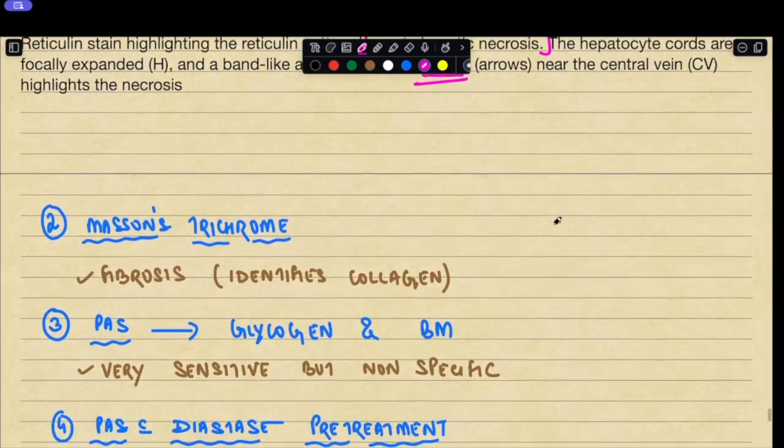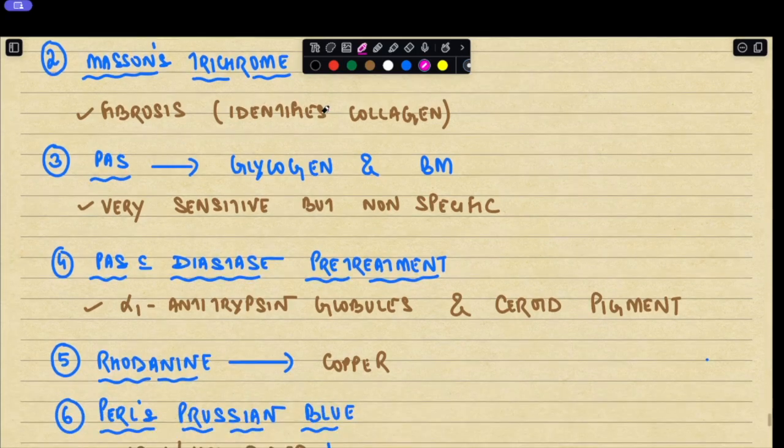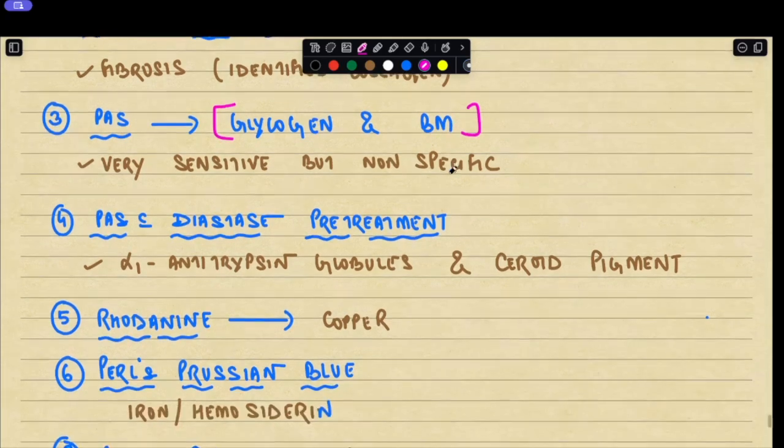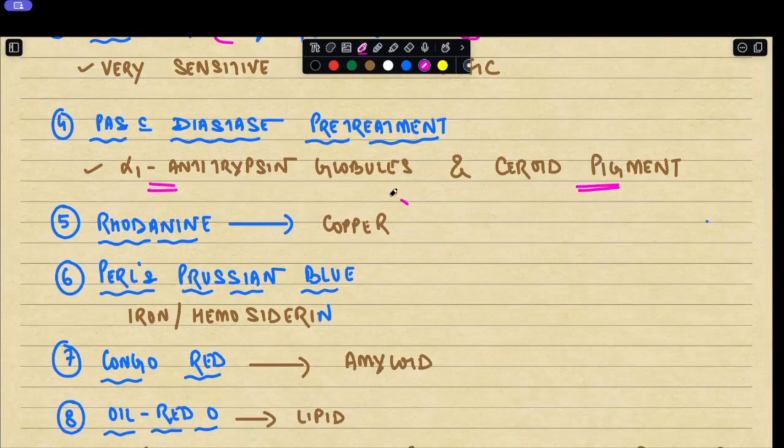The next important stain that we use is the Masson's trichrome, which is basically identifying fibrosis and identifies the collagen. Simple PAS is basically highlighting the glycogen and basement membrane, and it is very sensitive but very non-specific. PAS with diastase pre-treatment, or diastase resistance, is important for detection of alpha-1 antitrypsin globules and ceroid pigment. Rhodanine stain is useful for detection of copper, for example, in Wilson's disease.